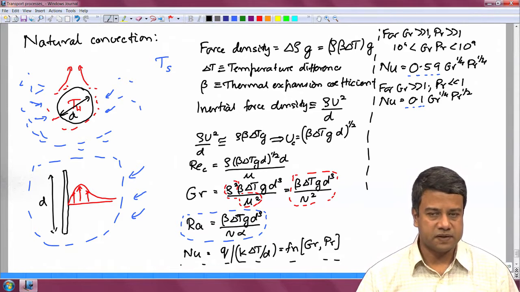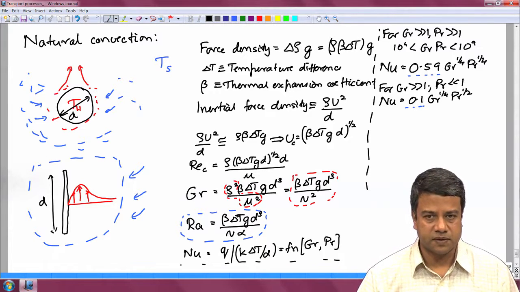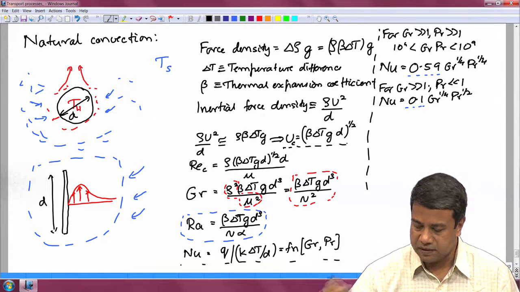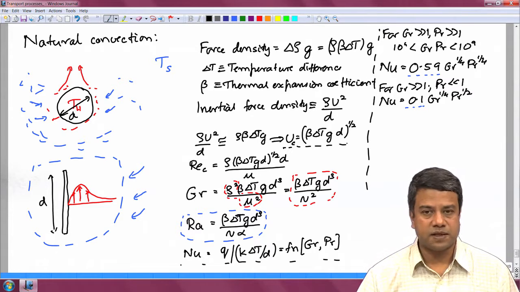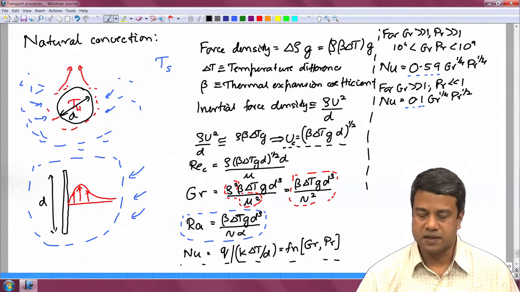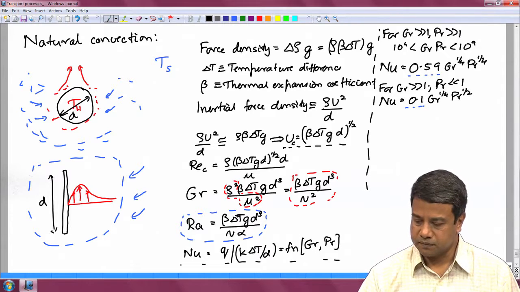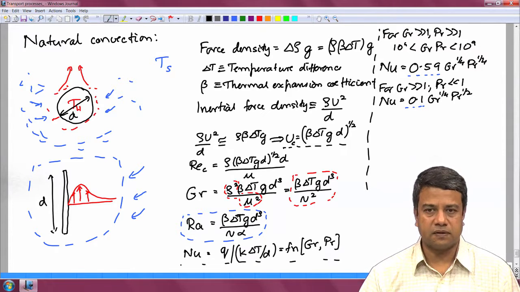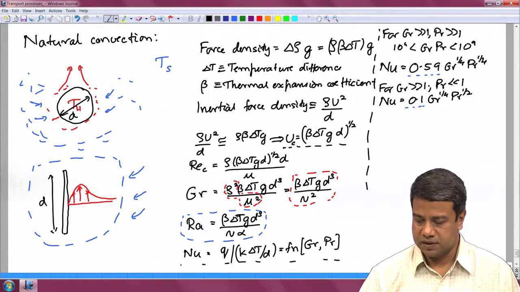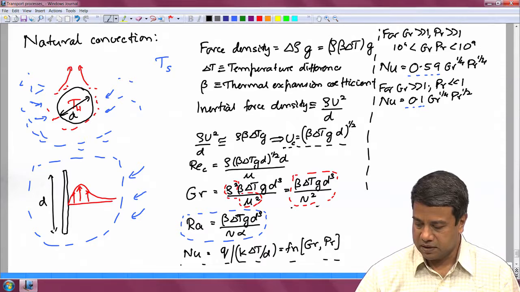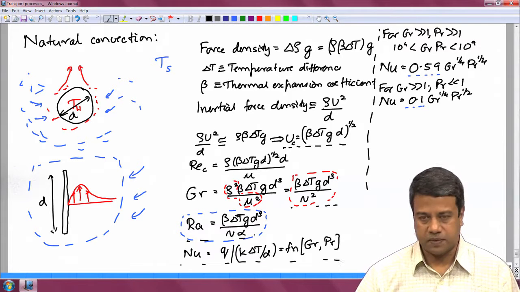The velocity itself is generated due to the temperature difference, and therefore, you need to calculate a velocity scale based upon a balance between the buoyancy force density due to the temperature difference and the inertial force density, and then use this velocity in order to define dimensionless numbers. And we saw the dimensionless numbers that emerge, the Grashof number or the Rayleigh number.